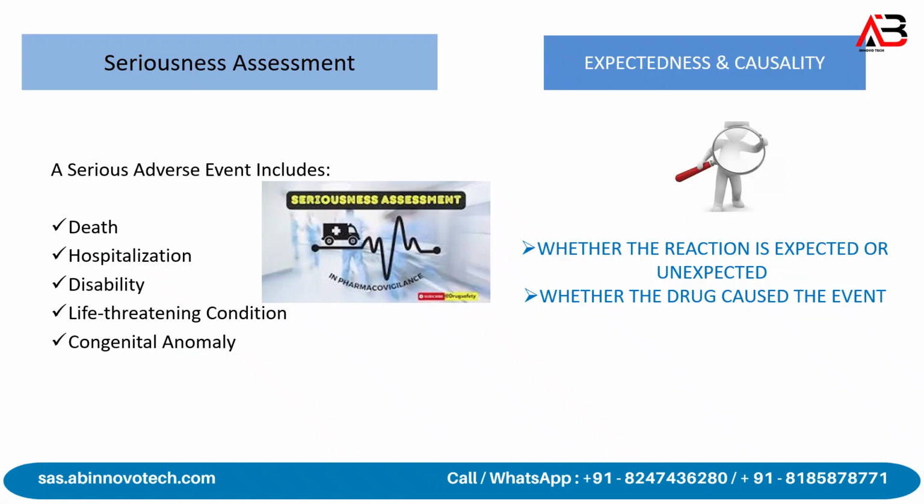Seriousness assessment. The case processor checks whether the event is serious or non-serious. A serious adverse event may involve death, hospitalization, disability, a life-threatening condition, or congenital anomaly. This step is very important for regulatory reporting timelines. Coming to expectedness and causality, next, the team evaluates whether the reaction is expected or unexpected, and whether the drug caused the event. This is called causality assessment.